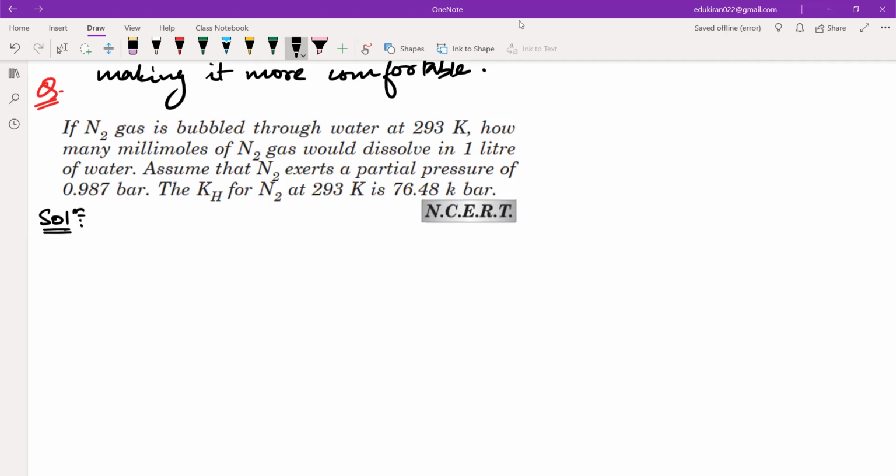Okay, you don't need to raise your hand. So if N2 gas is bubbled through water at 293 Kelvin, how many millimoles of N2 gas would dissolve in 1 liter of water? Assume that N2 exerts a partial pressure of 0.987 bar and the KH of N2 at 293 Kelvin is 76.48 kilobar. Okay. So before doing this question, I want to explain a few things.